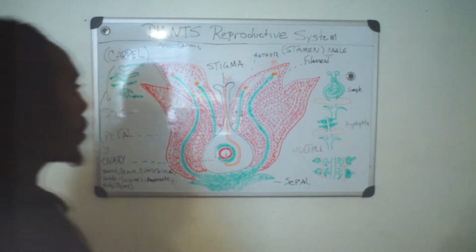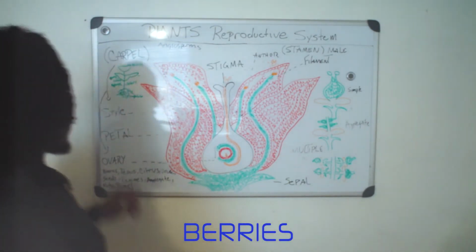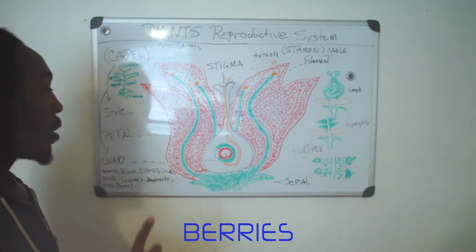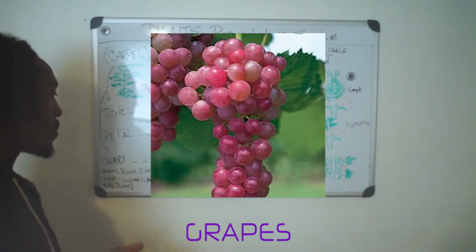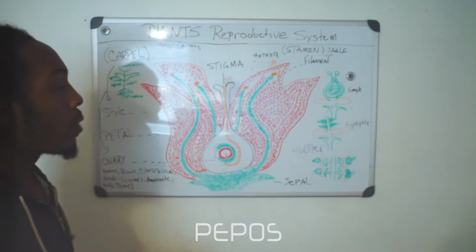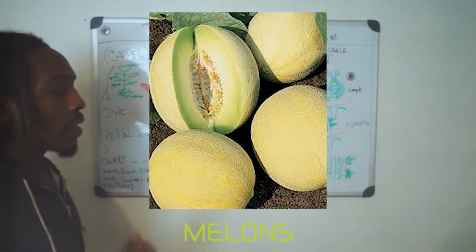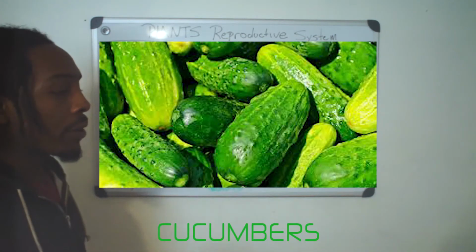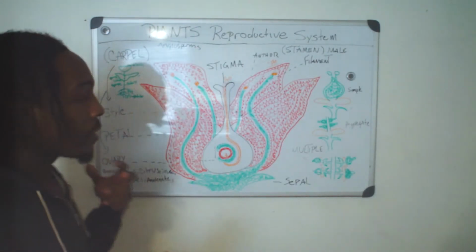So now we're gonna go over the different types of fruits. So you got berries. Berries all grow from a single fruit or a single flower. Those are your raspberry or cranberries, grapes, and tomatoes and stuff like that. Your pepos are pretty much bigger berries. Those are your melons, your watermelons, your cucumber, your squash, your pumpkins. And squash and pumpkins are pretty much big berries.